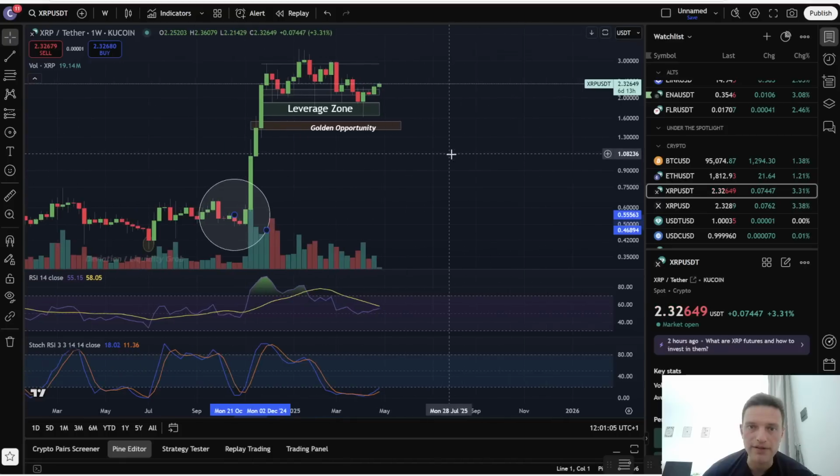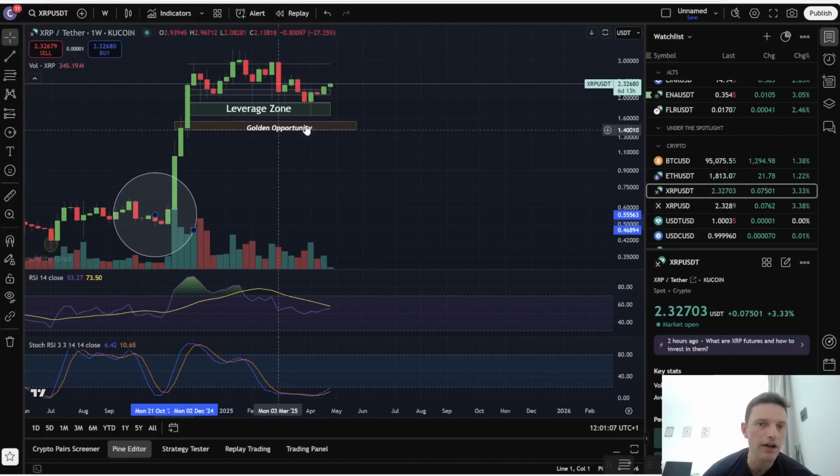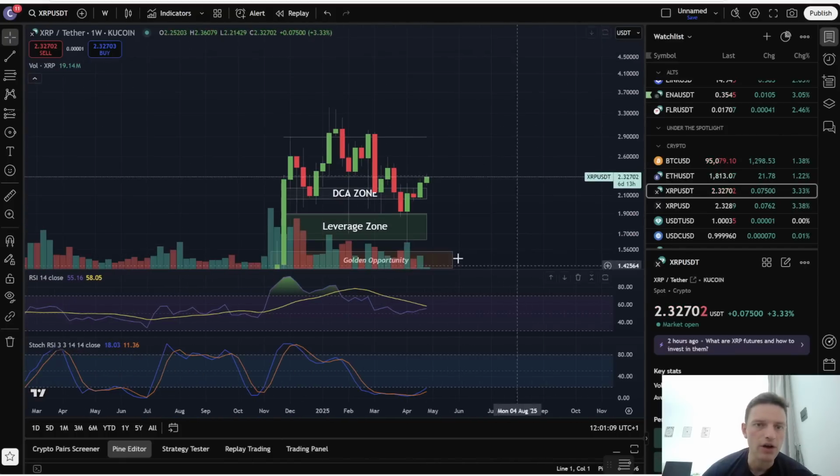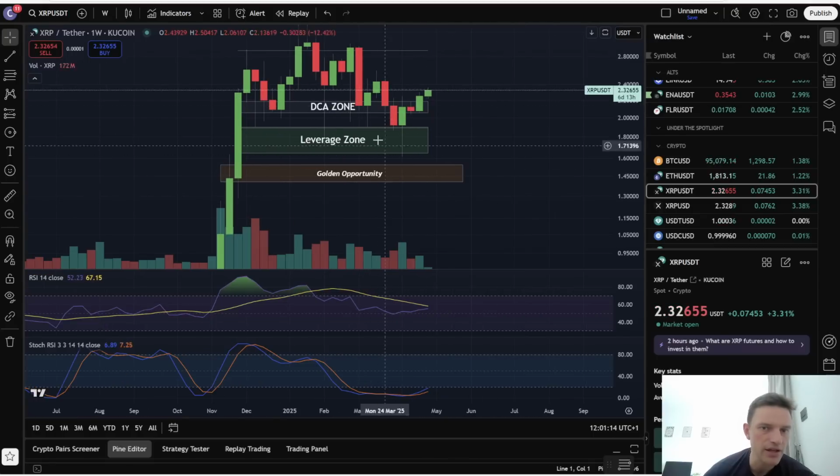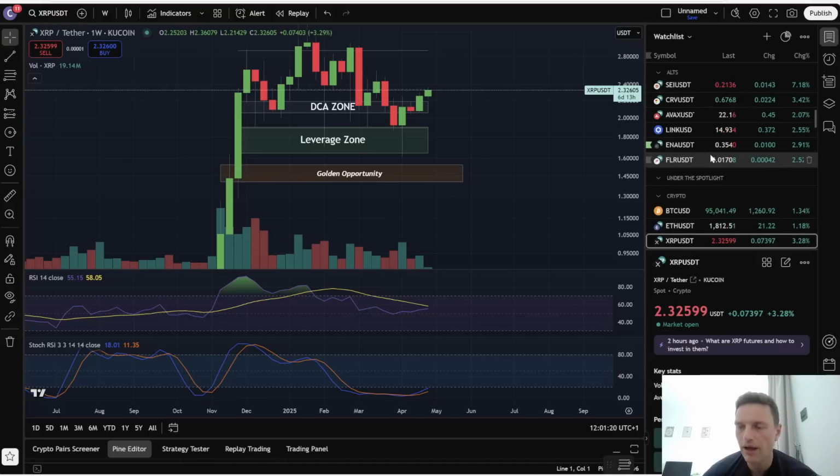So is that what's about to happen now? Potentially. We have been in this area for a while. If you got in at any of these areas, the leverage zone that I've been talking about, the DCA zone that I was talking about, you should be in a fantastic position in your trades. So well done if you did.